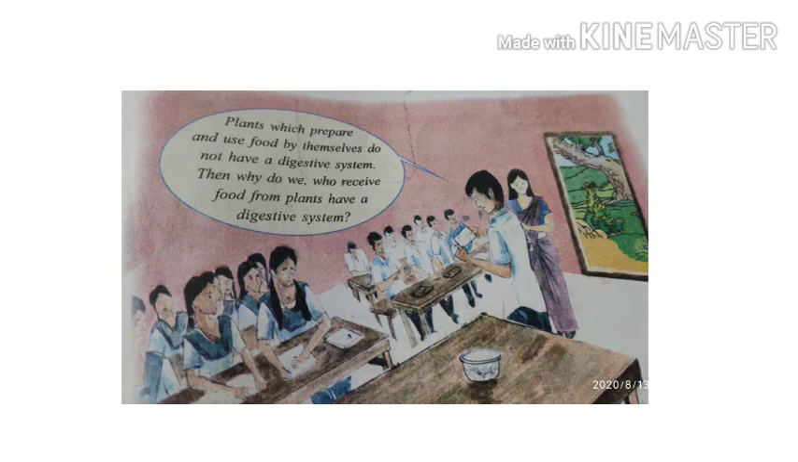I think now you have got the answer to the question asked by the student on the first page of this chapter. Plants do not have a digestive system, but human beings have. Why? Because digestion is a process of conversion of complex nutrients into simple and easily absorbable forms. We are taking complex food, so we have to digest it for absorption. But plants prepare glucose, which itself is the simplest form of carbohydrate, so there is no need of digestion.